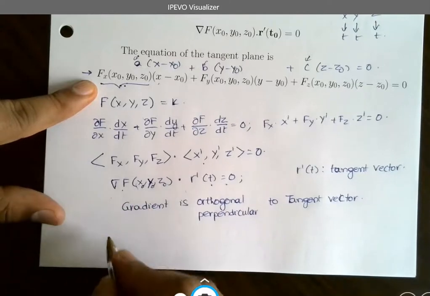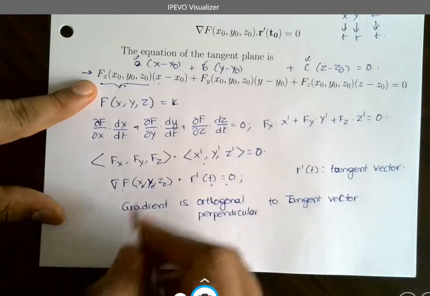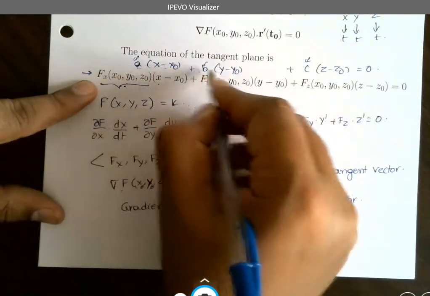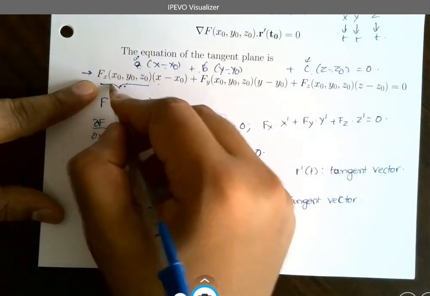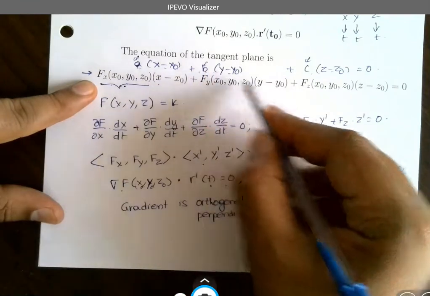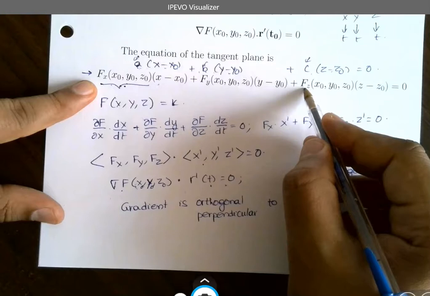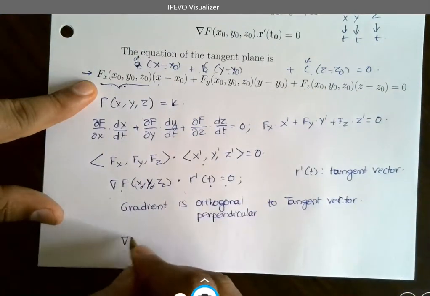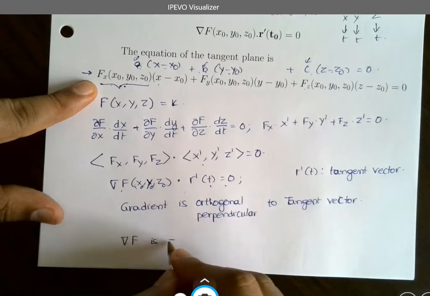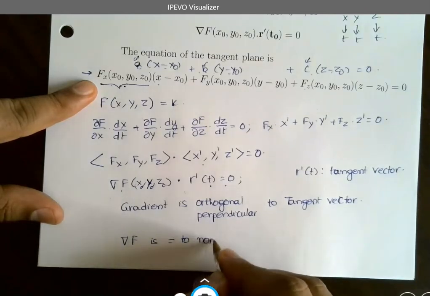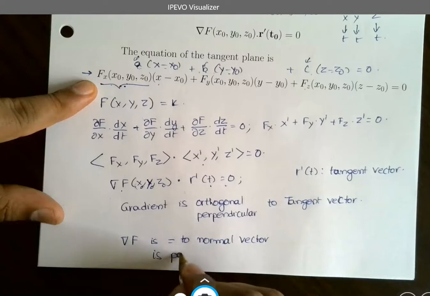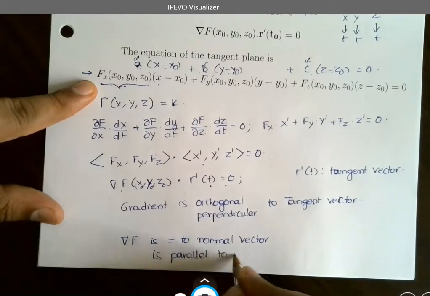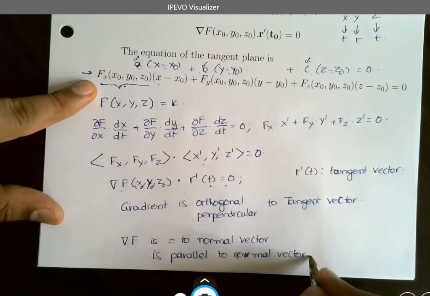So your equation of the tangent plane is, instead of a(x minus x naught) plus b(y minus y naught) plus c(z minus z naught) equals 0, in place of a we write fx, in place of b we write fy, in place of c we write fz. Are you with me on that? So we are saying the gradient of f is equal to the normal vector, or is parallel to the normal vector, whichever. In either case it doesn't matter, because we are getting the components, and from there you can find the equation of the plane.